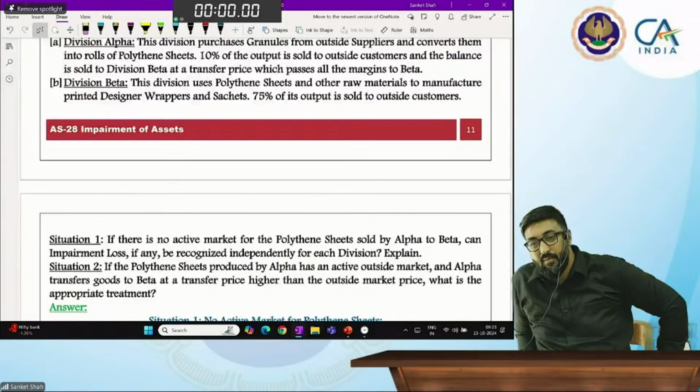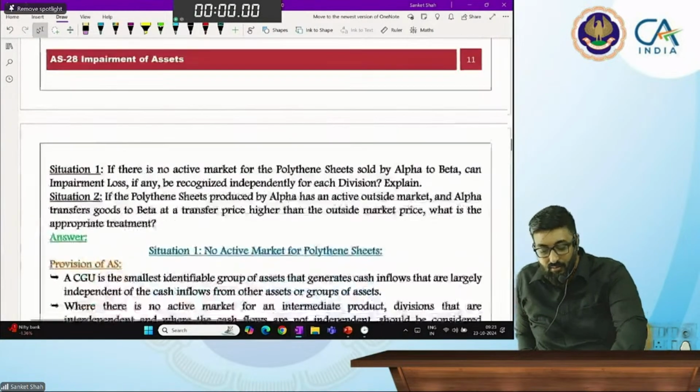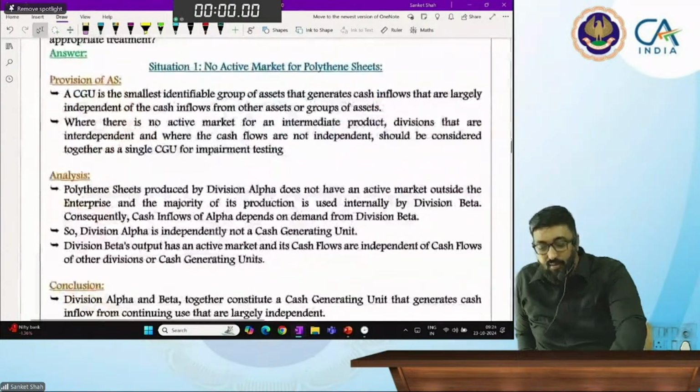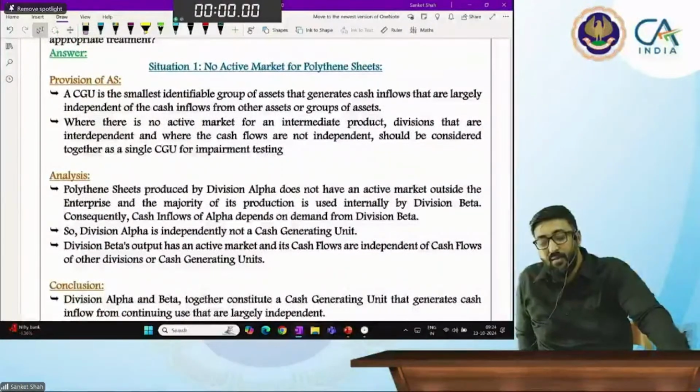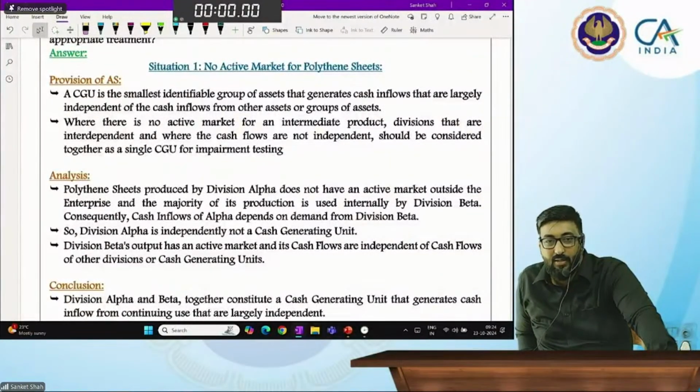CGU is the smallest identifiable group of assets that generates cash inflows that are largely independent of the cash inflows from other assets or groups of assets. You can write it in your own words. Easy? Yes, sir.